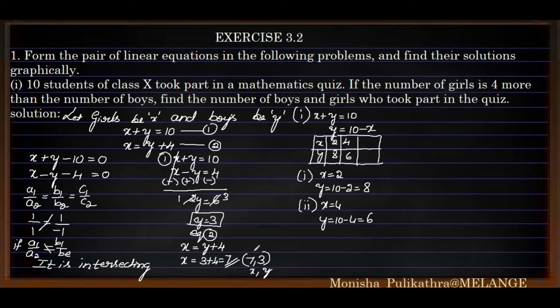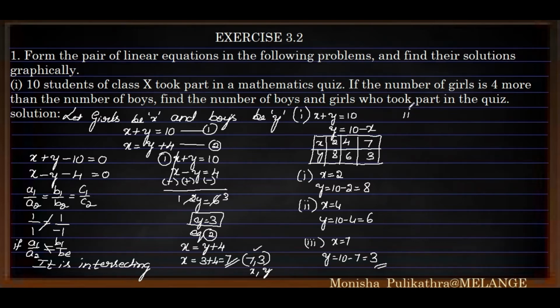Next, third point, already we have an intersecting point here. So x we have to take as 7. So the third point is x is equal to 7. If I take x is equal to 7, y will be 10 minus 7, 3. Okay, so these are the 3 points.